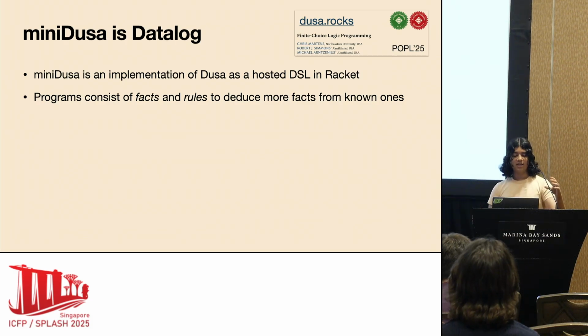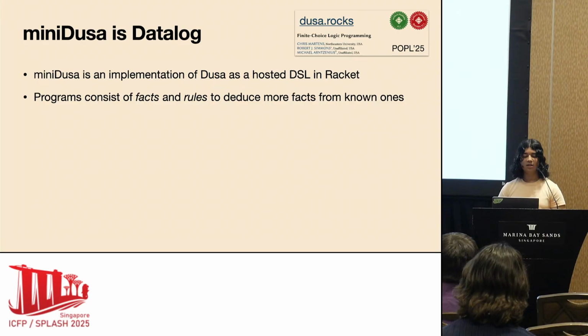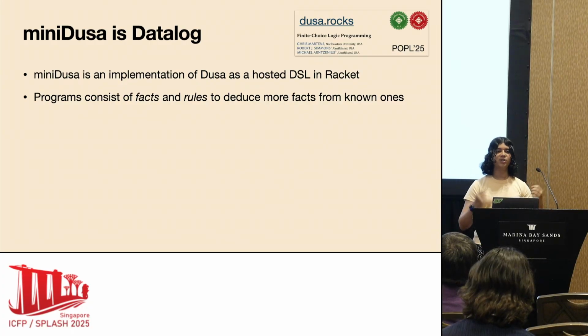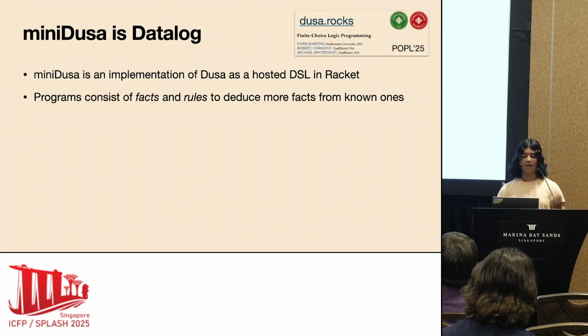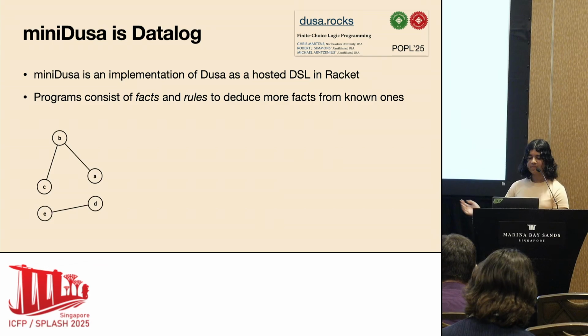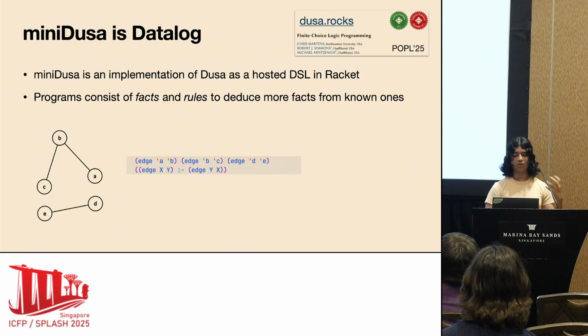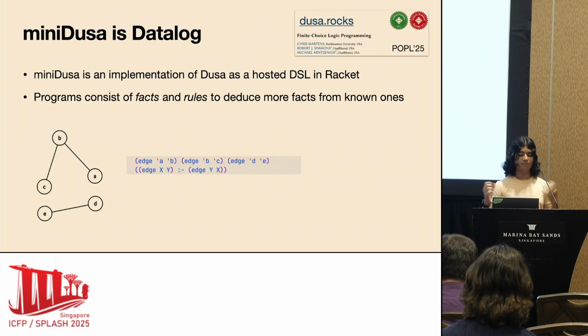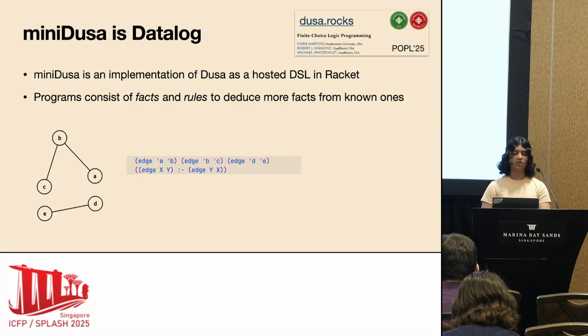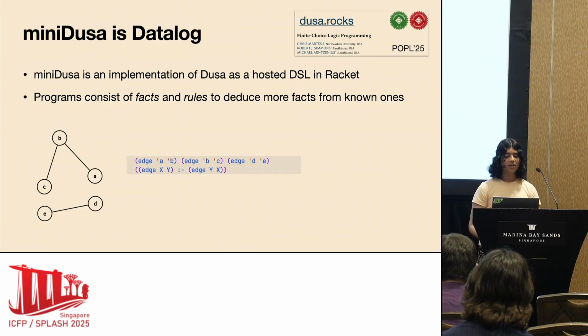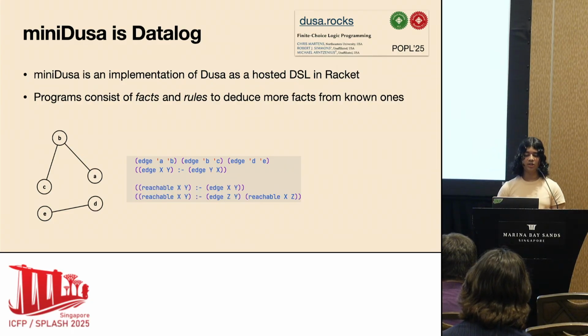Dusa is another logic programming language like Datalog. Programs consist of facts and rules that you can use to deduce more facts until you can't deduce any more. As an example, you can consider this graph. This graph you can encode as a bunch of facts that look something like this, and you can say that an edge from x to y is the same as an edge from y to x to ensure that the graph is undirected.